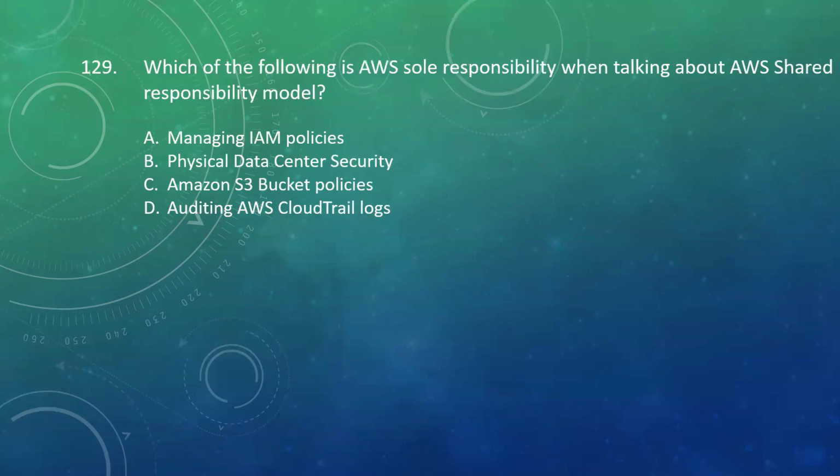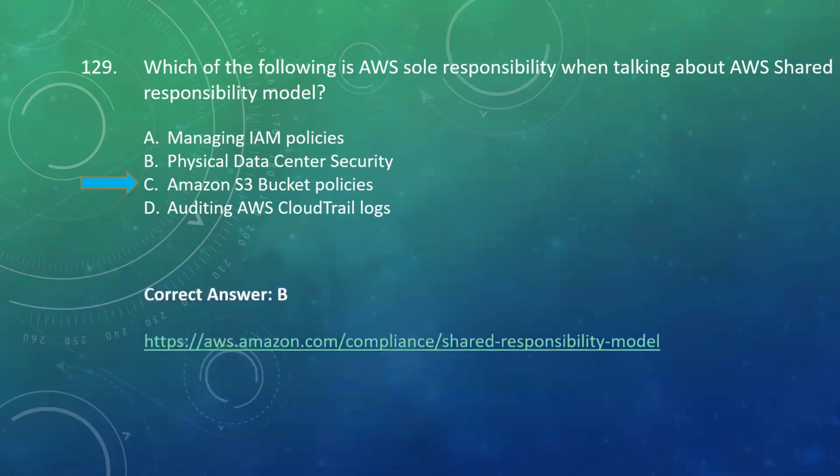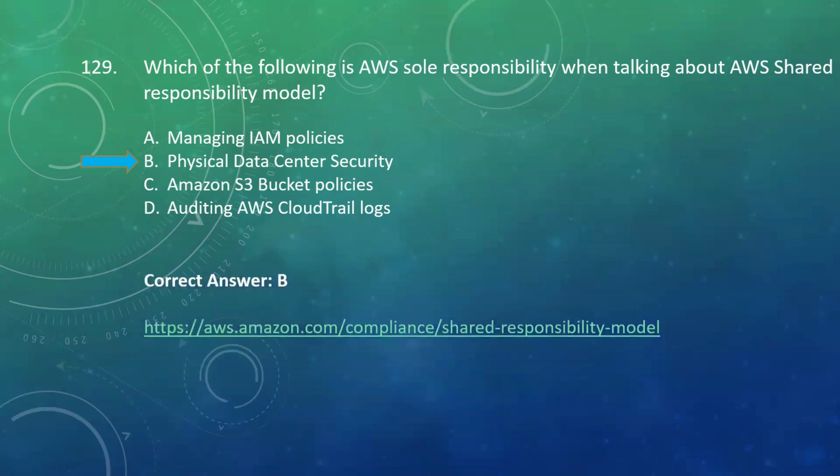Question number 129. Which of the following is AWS sole responsibility when talking about AWS shared responsibility model? Your options are managing IAM policies, physical data center security, Amazon S3 bucket policies, auditing AWS CloudTrail logs. Now, since the customers don't have visibility or access to physical data centers, so its management is AWS responsibility. Other three options mentioned in this question are customer responsibility.